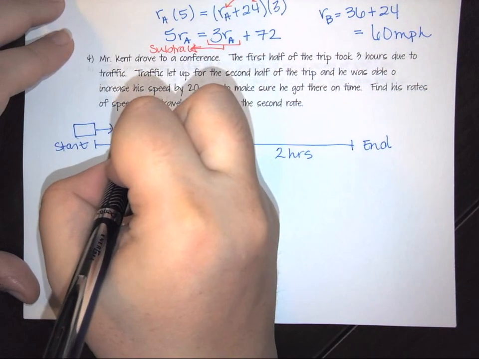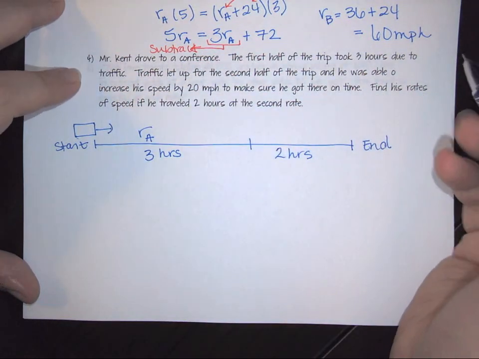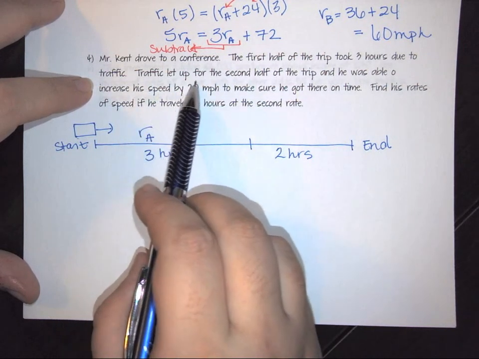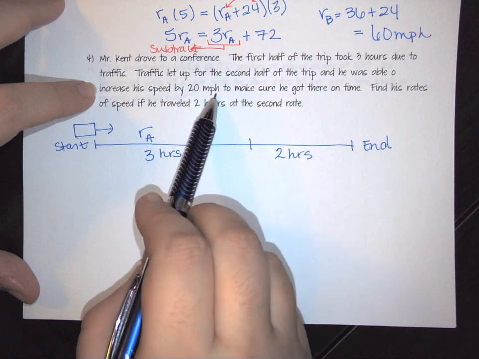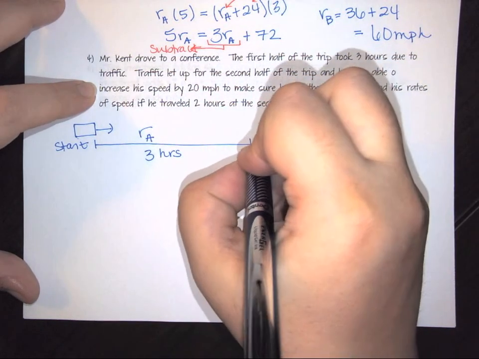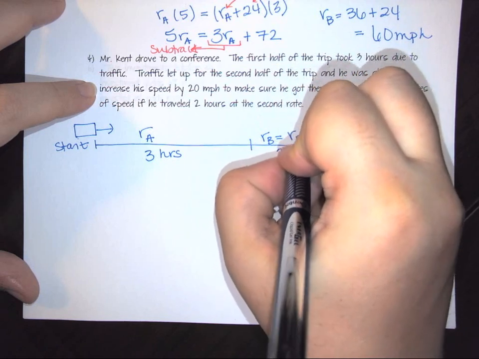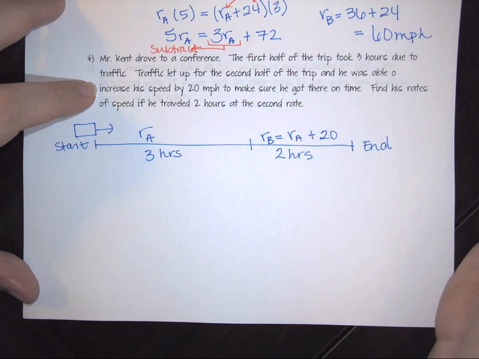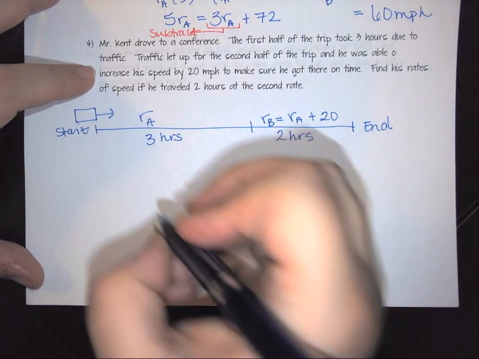We also know that he has some rate for the first half. And when we're talking about the second half, it says traffic let up for the second half of the trip and he was able to increase his speed by 20 miles per hour. So my second rate is going to be whatever he traveled in the beginning plus an additional 20 miles per hour. So again, we have to set ourselves up to solve.